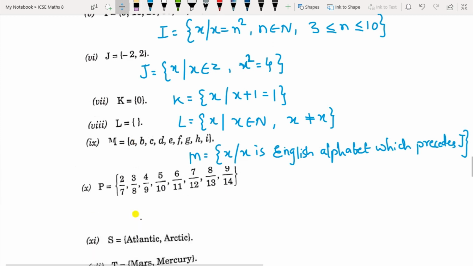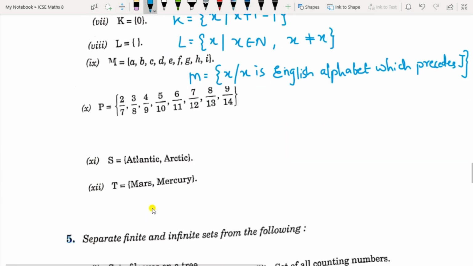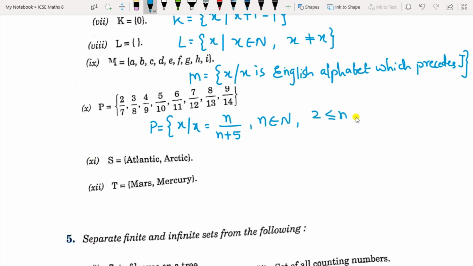Then the next one is P. P is 2 by 7, 3 by 8, 4 by 9 and so on. So P equal to x such that x equal to n upon n plus 5, where n belongs to natural number and it is between 2 and 9. Okay. So 2 and 9, see 2, 3, 4, 5, 6, 7, 8, 9. So the numerator is from 2 to 9 and the denominator accordingly, if you add 5, the denominator goes on changing. So these are the natural numbers from 2 to 9.